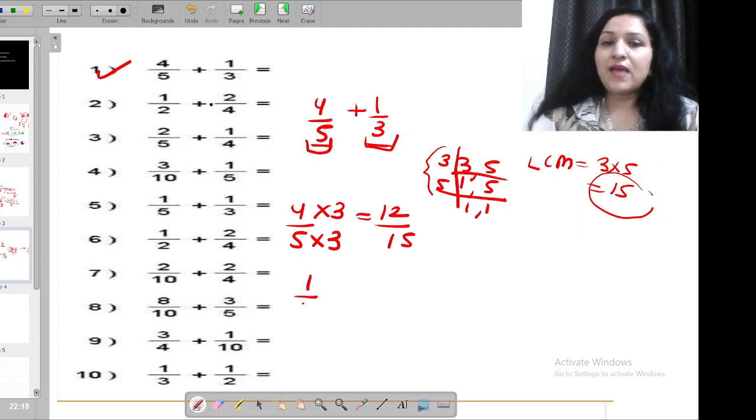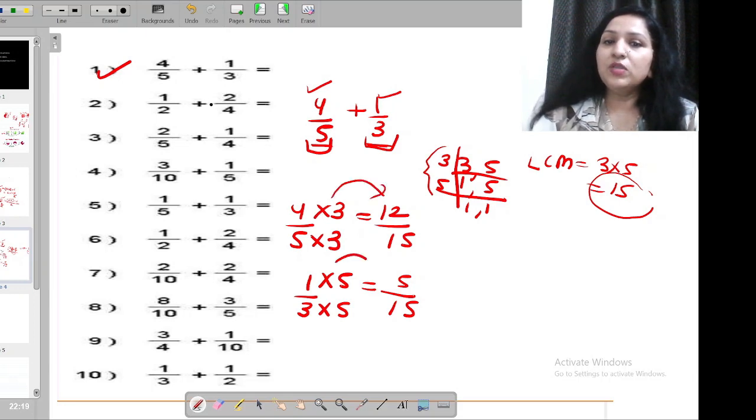Now let's go to the next fraction. I need the denominator 15 for this as well. In the table of 3, 15 comes at the 5th position. But if I am multiplying the denominator by 5, the numerator also has to be multiplied by 5. So 1 into 5 is 5 and 5 into 3 is 15. Okay? So the first fraction and second fraction, we have converted them to this form. We changed both. Now you see, the two fractions we have got, are they like fractions? They have the same denominator.